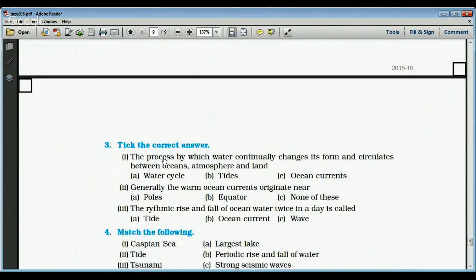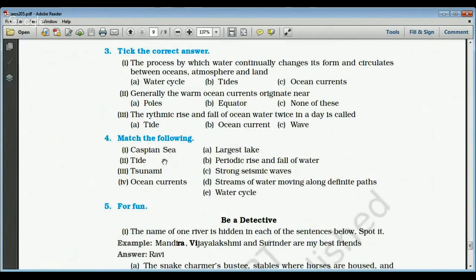Then the objective type questions: the process by which water continually changes its form and circulates between ocean, atmosphere, and land is the water cycle. Warm currents originate near the equator because the equator is a heat surplus region. Rhythmic rise and fall of ocean water twice in a day is known as tide. Then match the following: Caspian Sea is the largest lake. Tide is periodic rise and fall of water. Tsunamis are the strongest seismic waves. Ocean currents are streams of water moving along definite paths.